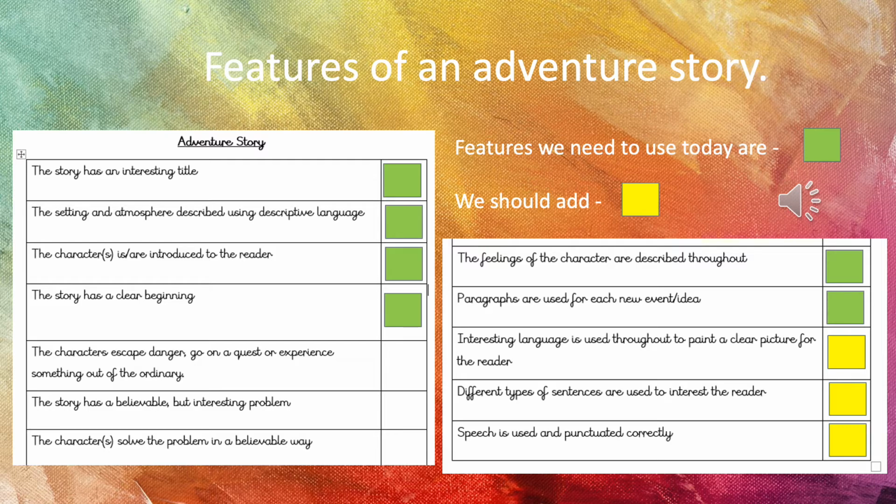The feelings of the characters are described. Paragraphs are used for each new event or idea. And then your sentences should have interesting language so it can clearly paint a picture in the reader's mind. Use different types of sentences to create interest, excitement, danger and nervousness in your sentences. Can you use a little bit of speech to show a thought, someone talking or saying something?